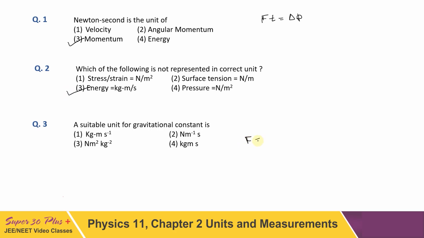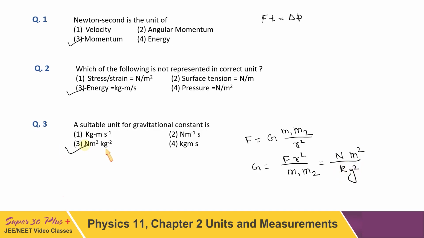This is gravitational force, F is equal to G m1 m2 upon r square. You all must be familiar with this formula, or G can be written as F r square upon m1 m2. If you check by writing the unit of all the physical quantities, we will get that the correct option is Newton meter square per kg square. Which option is this? The third option.